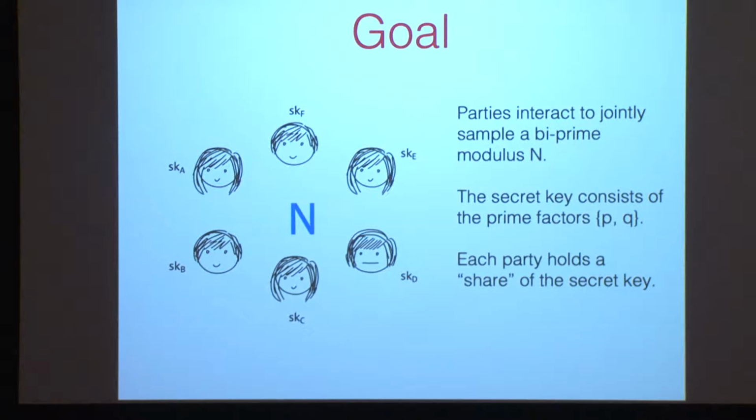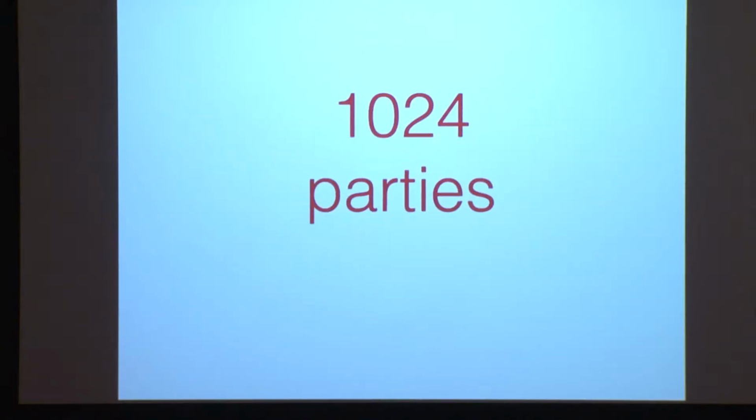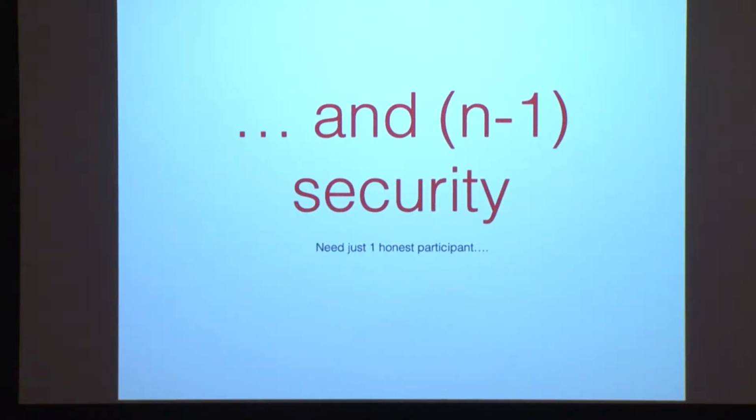So the goal here, of course, is an engineering one. We knew multi-party computation since the 80s. You can take any computation you want, we know how to do it. The feasibility was established. But the goal here is we want something that we can implement to run among 1,024 parties. Moreover, the security we want is n-1 security. This means that you want your protocol to be secure in terms of both correctness and privacy, even if 1,023 parties get corrupted. In other words, all you need for this protocol to be secure is one honest participant.